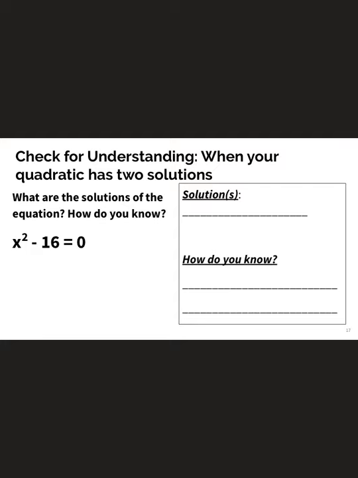Right, so let's try out this check for understanding when your quadratic has two solutions. So if you were just given a pure equation, x squared minus 16 equals 0, what are the solutions for the equation and how do you know? So press pause here, try this out on your own, and when you're ready to go over the answer, press play.